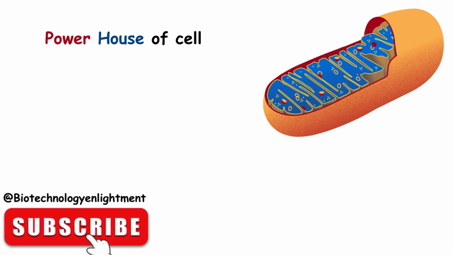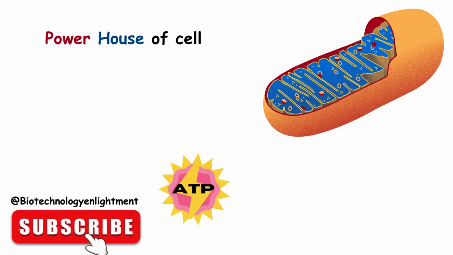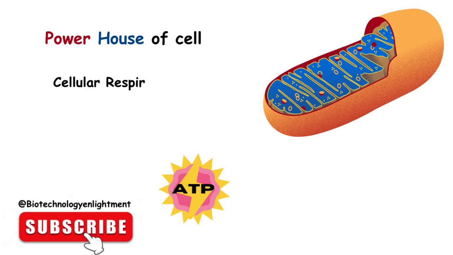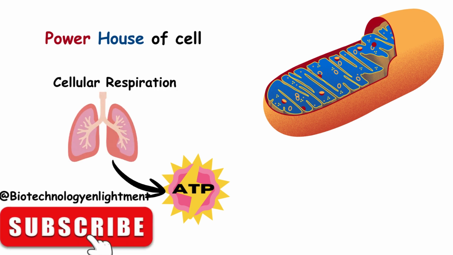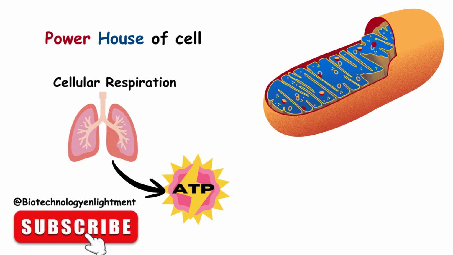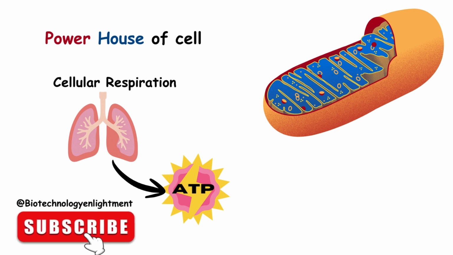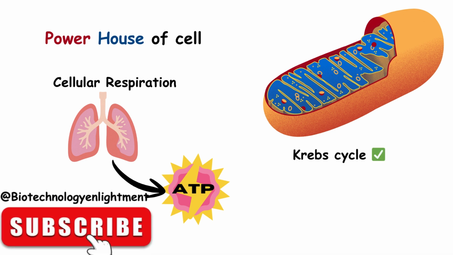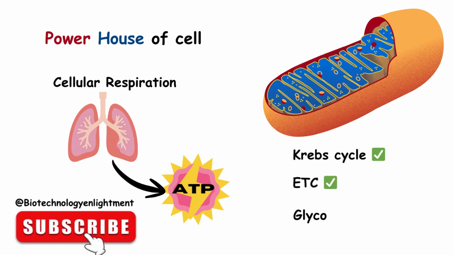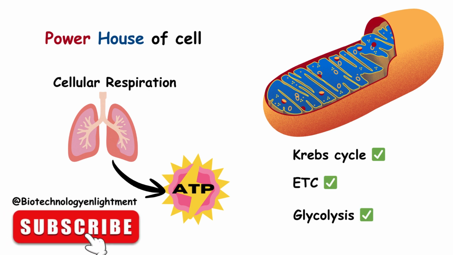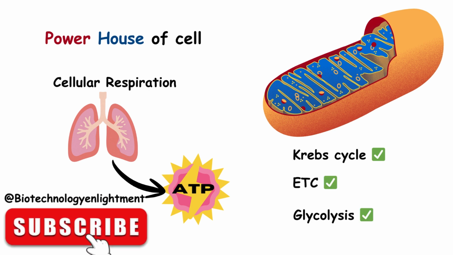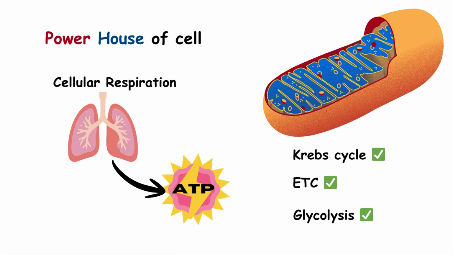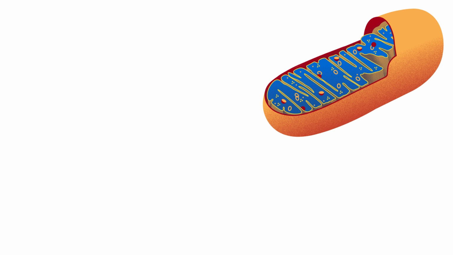So, mitochondria produce energy in the form of ATP through a process called cellular respiration, and the main cycles which occur inside mitochondria are the Krebs cycle and the electron transport chain. Generally, glycolysis occurs outside the mitochondria, but the product forms an intermediate link between them. Now, most ATP is produced inside mitochondria. That's why it is called the powerhouse of the cell.